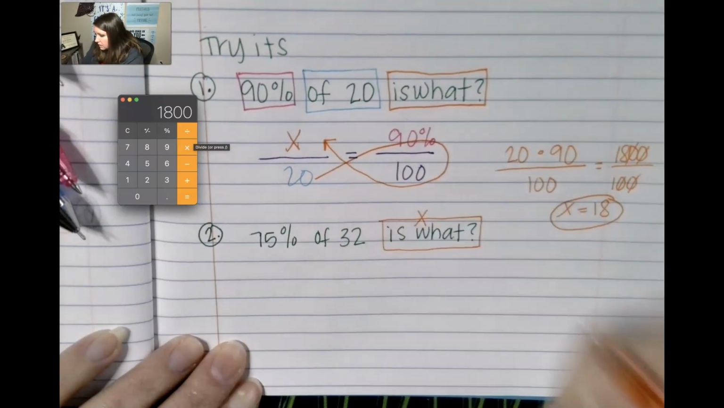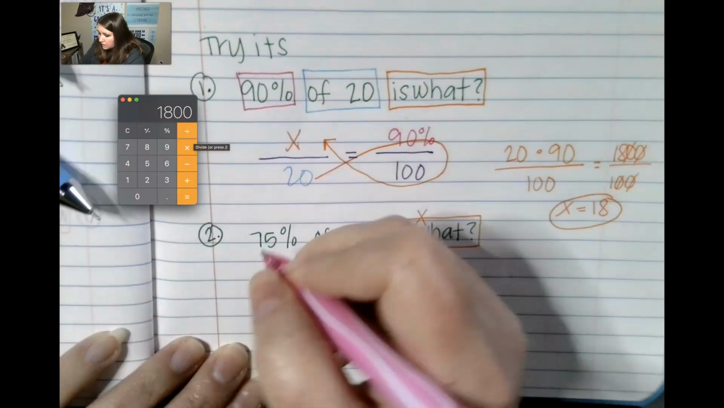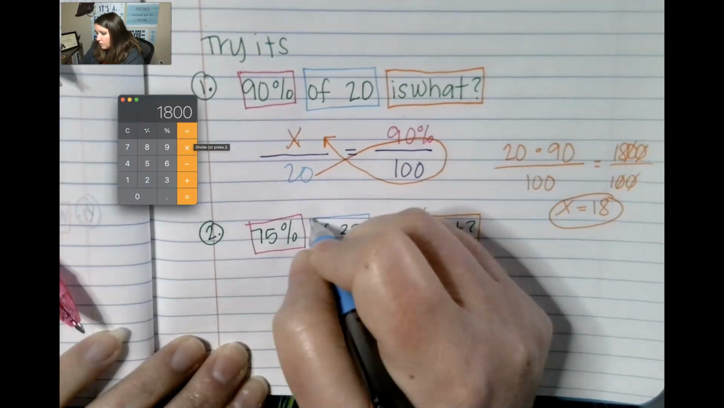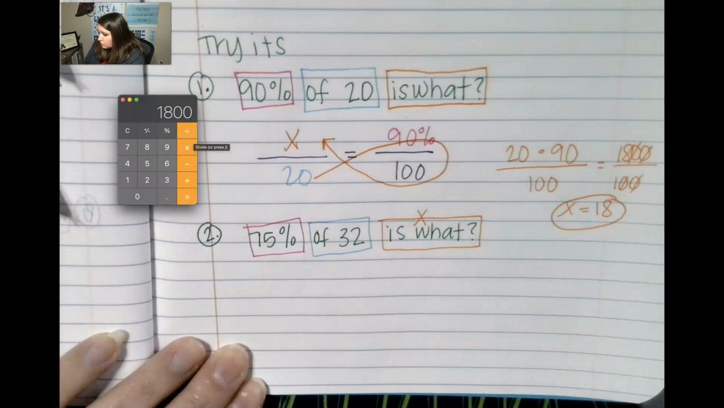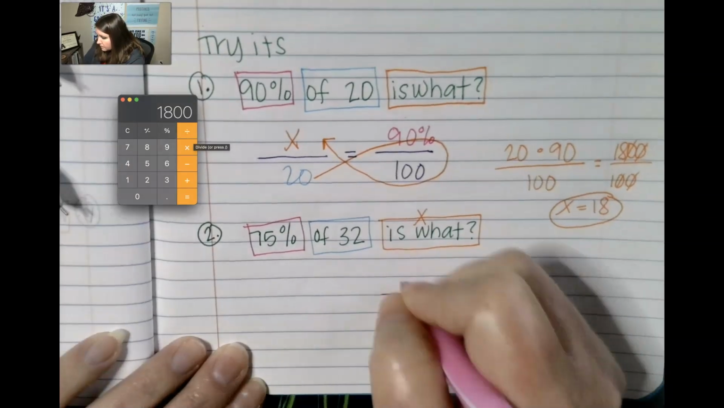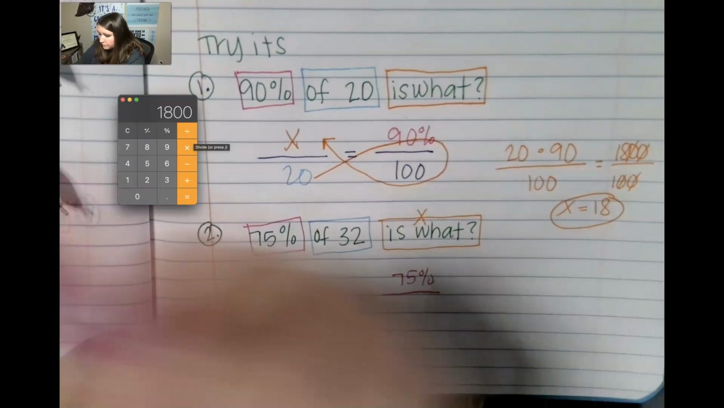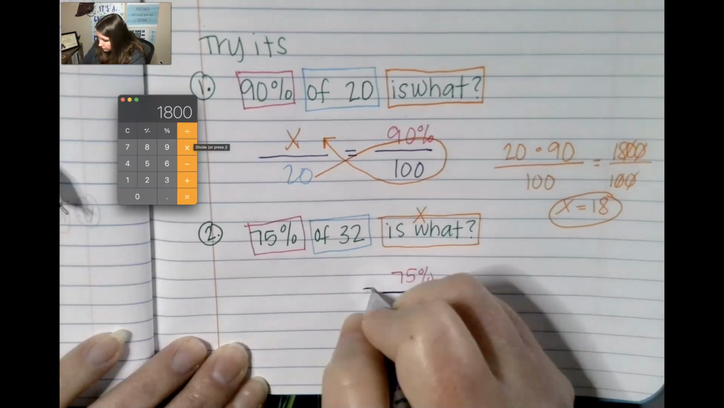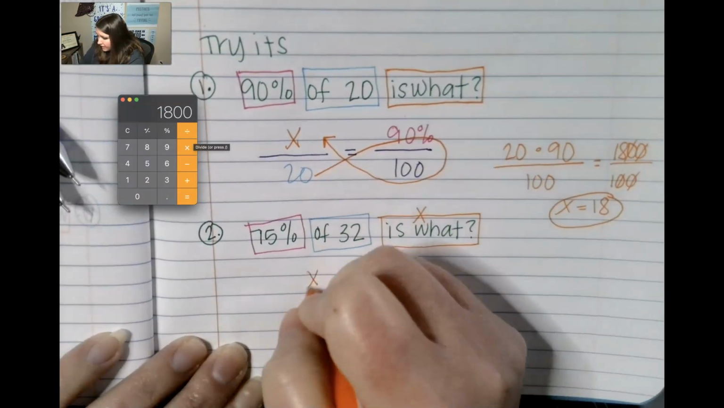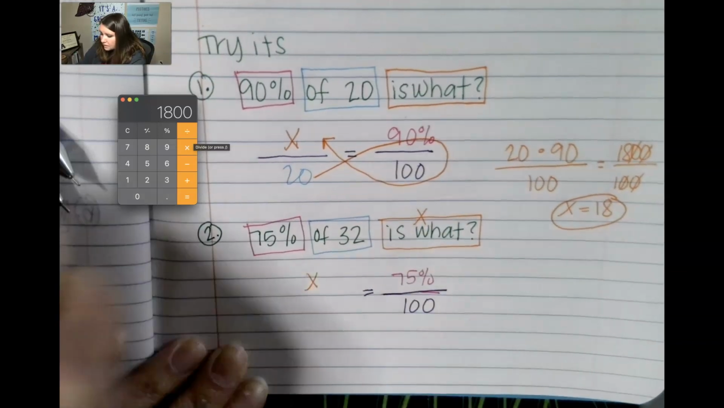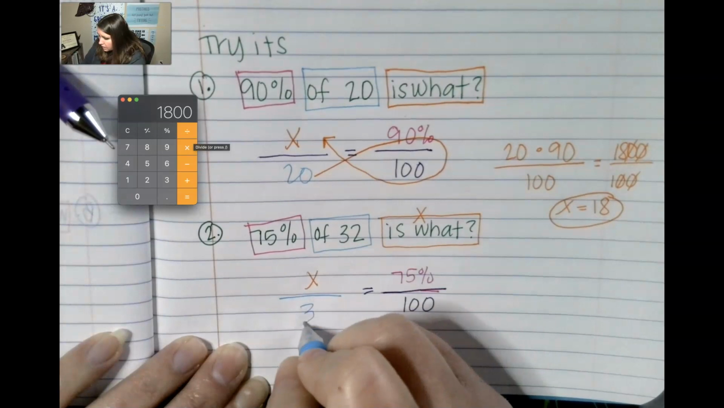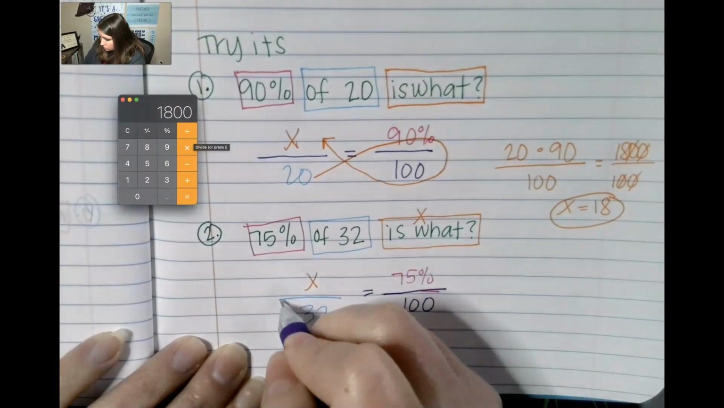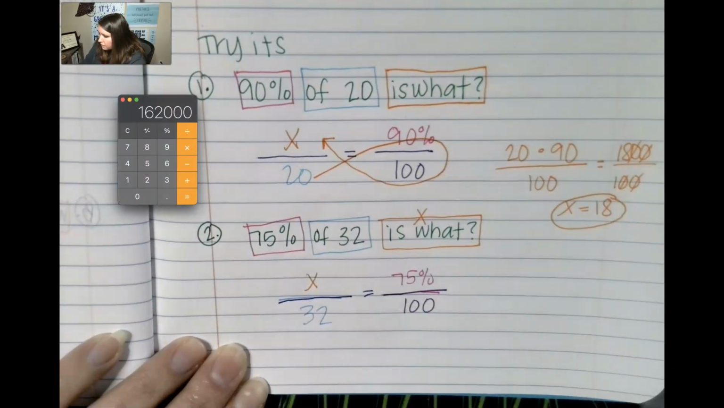Is what? That's what we're solving for, is X. Here's our percent. Again, you had to add the is what on there because we don't know. That part was missing. So we're ready to put these problems in. So we get 75% over 100 equals X. I need to keep my colors the same so I don't confuse you. X for the is, and 32 for my of, because that part was in blue. All right. Now we're ready to solve this problem.